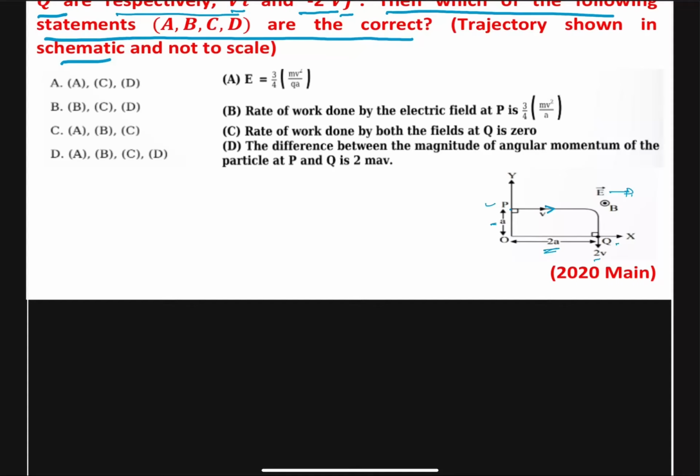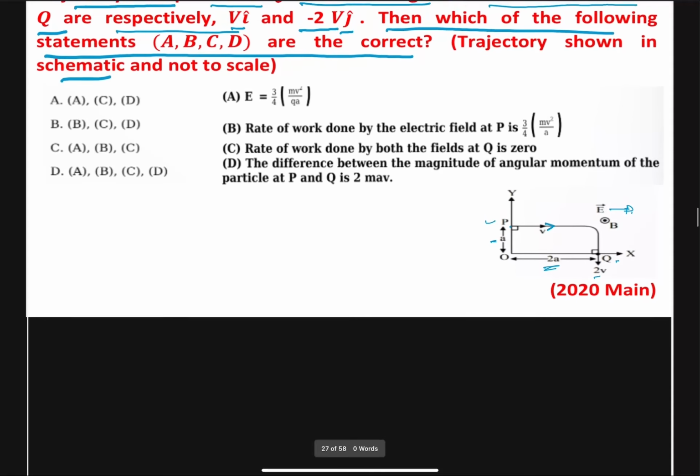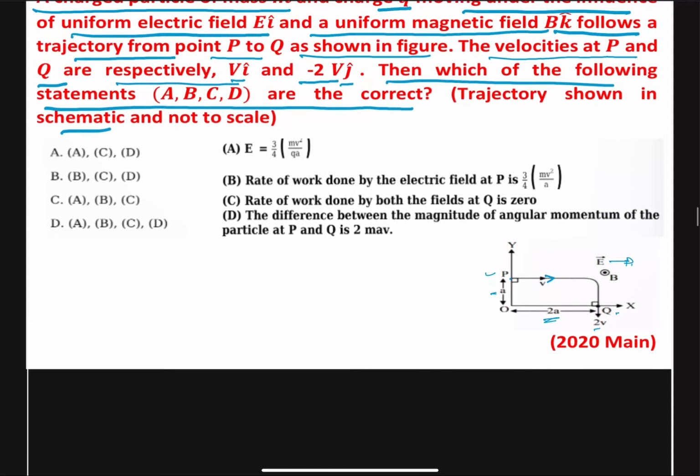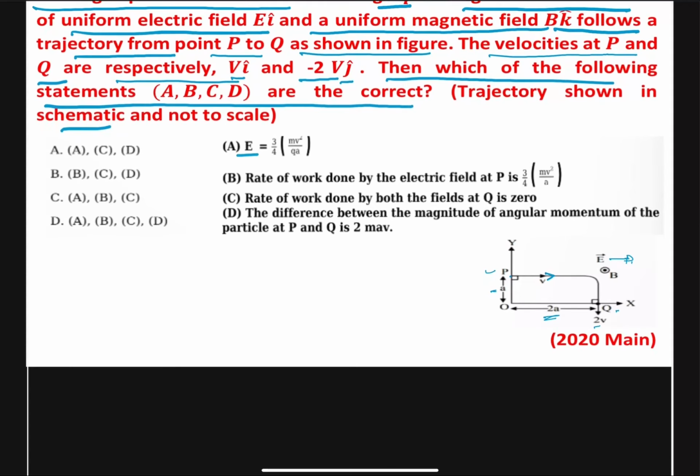And we are going to find out the net electric field, the work done, and the difference between the angular momentum of the particle at A and B. So let us start with the work done and then we can just work from there. So we can say that the work done between point P and point Q.